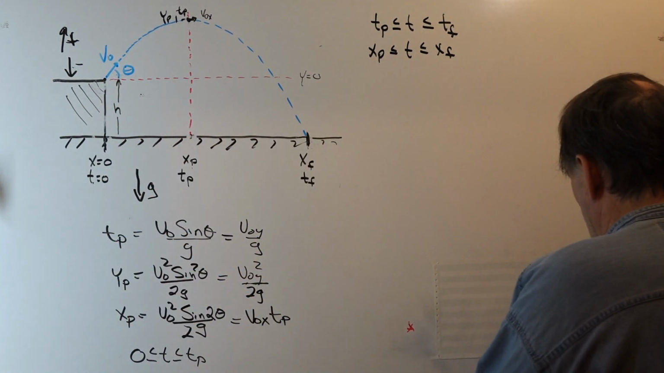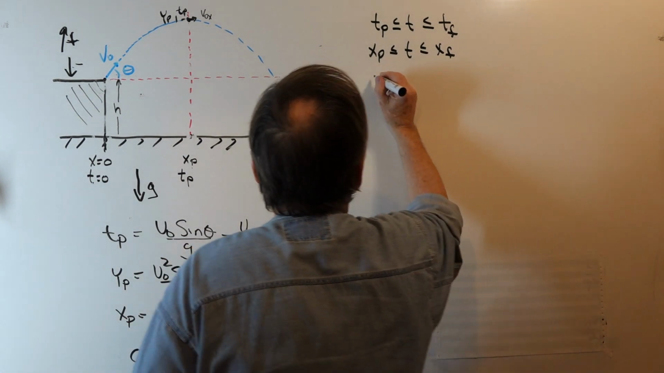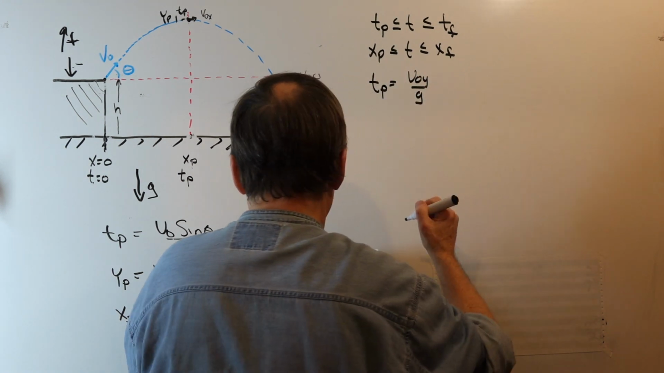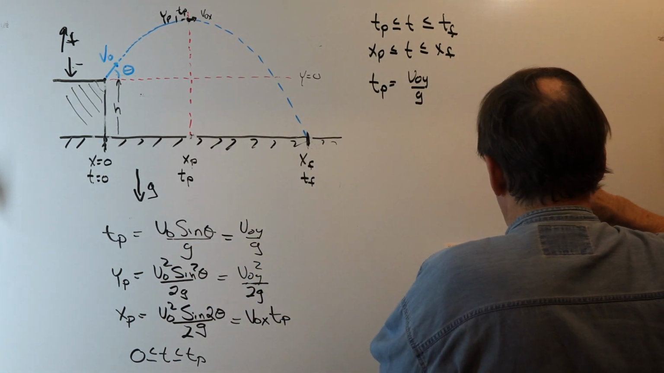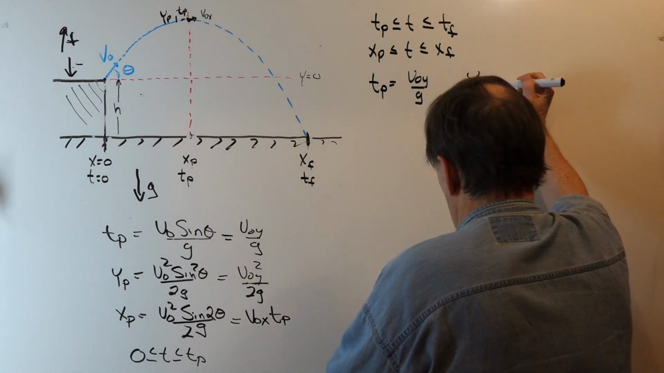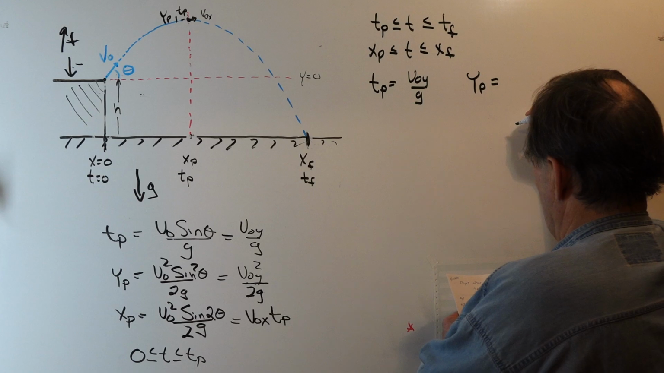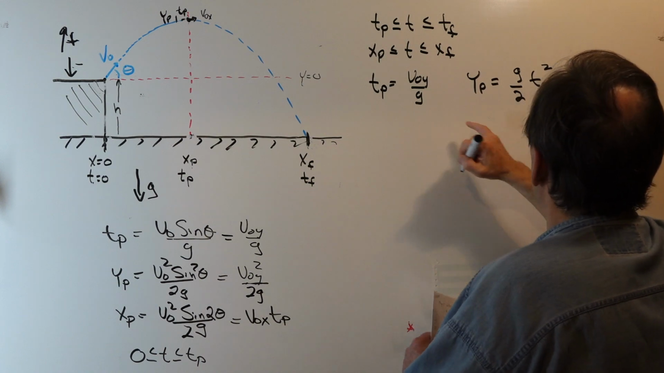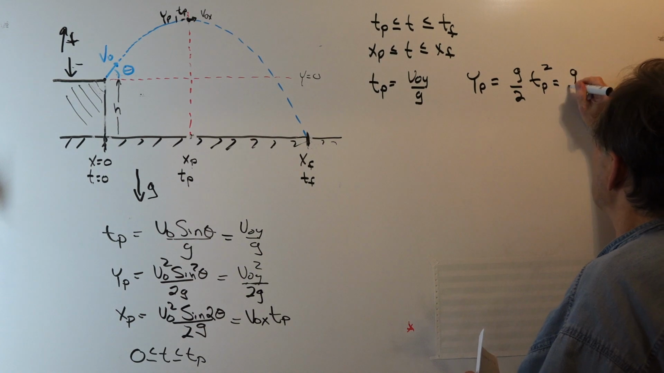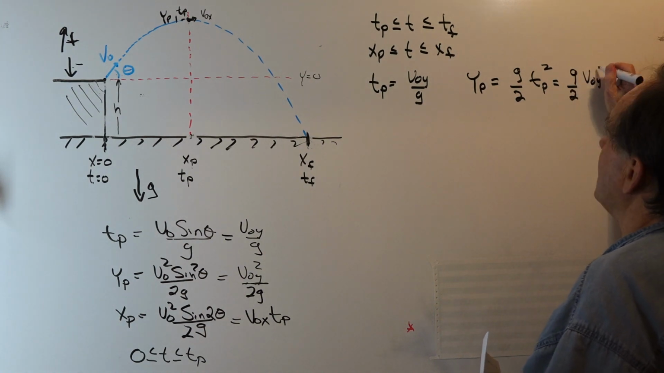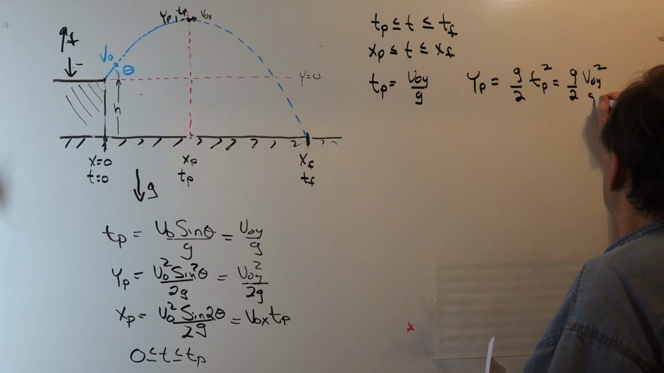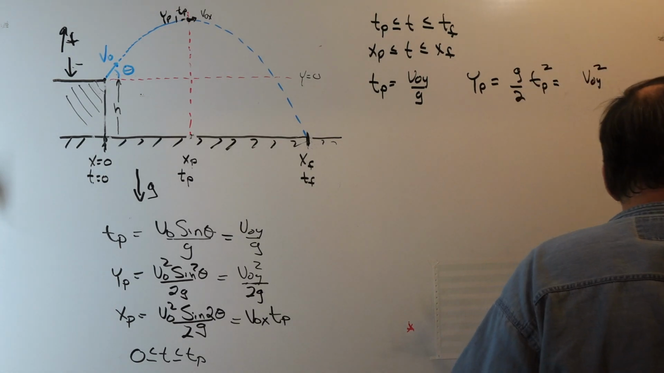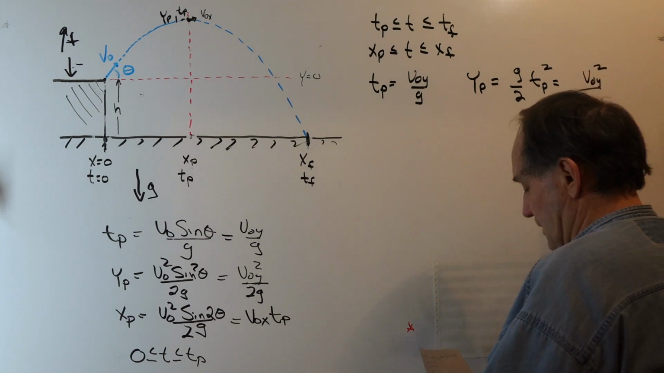So we'll start now with what we know. We know that the time to reach the peak was v0y over g, and we know that the peak value is g over 2 times t peak squared, and if we put this in there, this is g over 2 v0y squared over g squared, and one of the g's cancels with the g in the denominator, so we can write this as v0y squared over 2g.